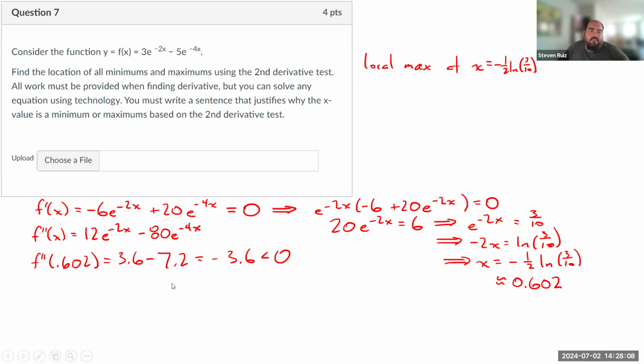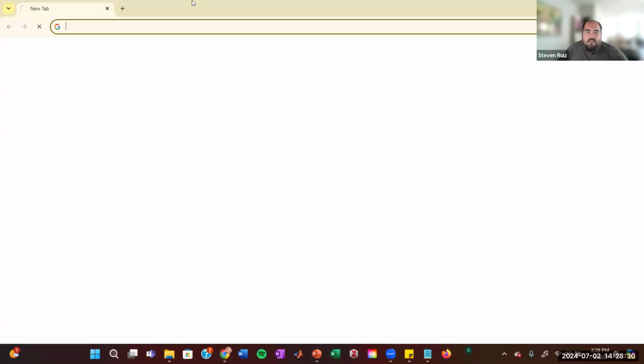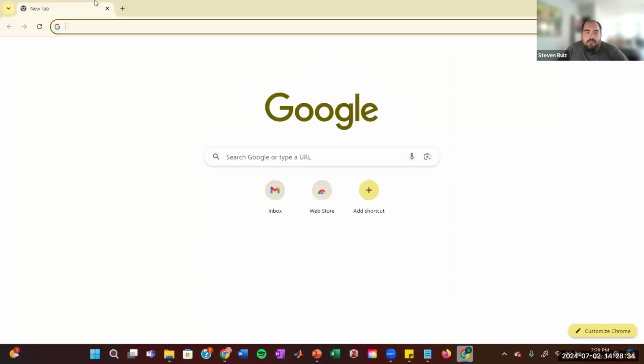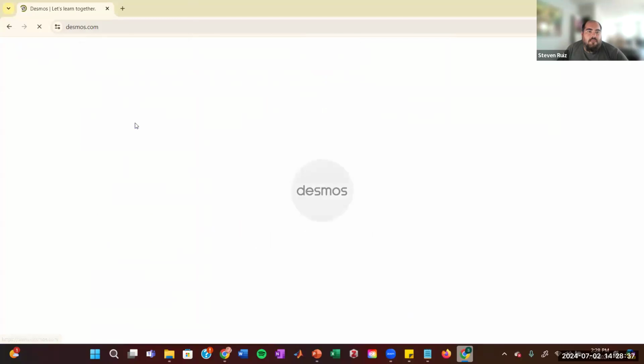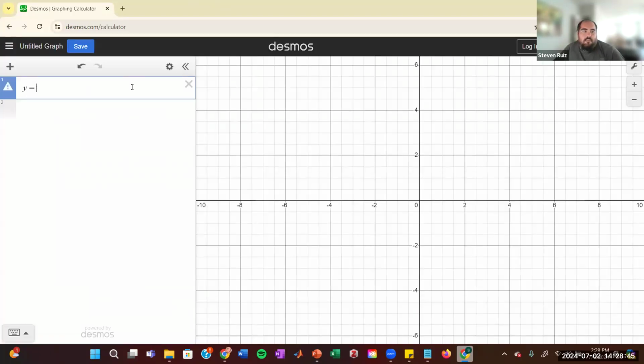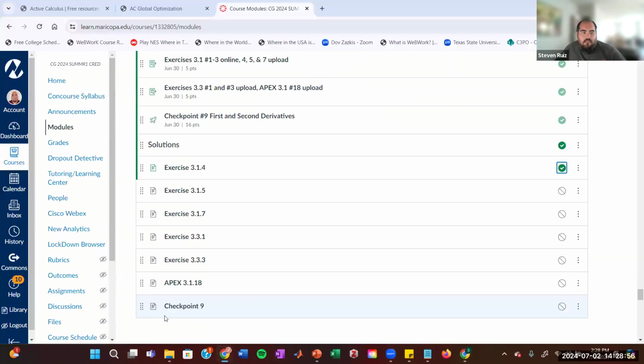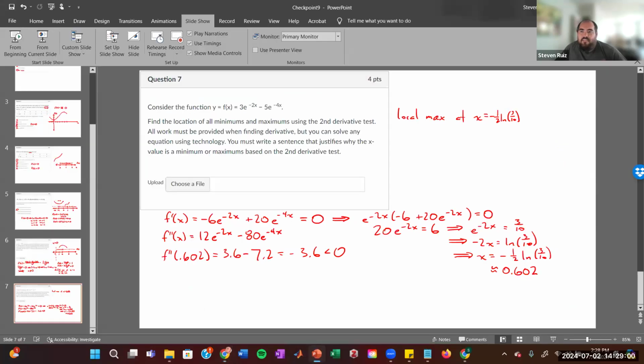To find out about absolute mins and absolute maxes, let's go ahead and look at the graph. It says all work must be provided when finding a derivative, but we can solve any equation using technology. So we have the derivatives we found by hand. So 3 e to the negative 2x minus 5 e to the negative 4x.